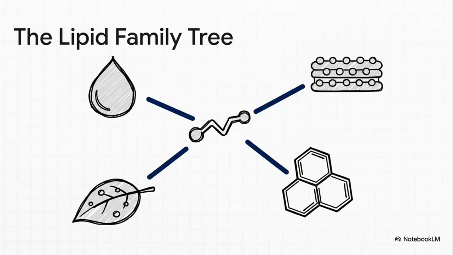It's a huge family. You have phospholipids, which form the membrane of every single one of your cells. I mean, they create the very boundary between life and the outside world. Then you have waxes, which provide that natural waterproofing you see on leaves. And of course, steroids, which are the precursors for crucial hormones like testosterone and vital molecules like cholesterol.